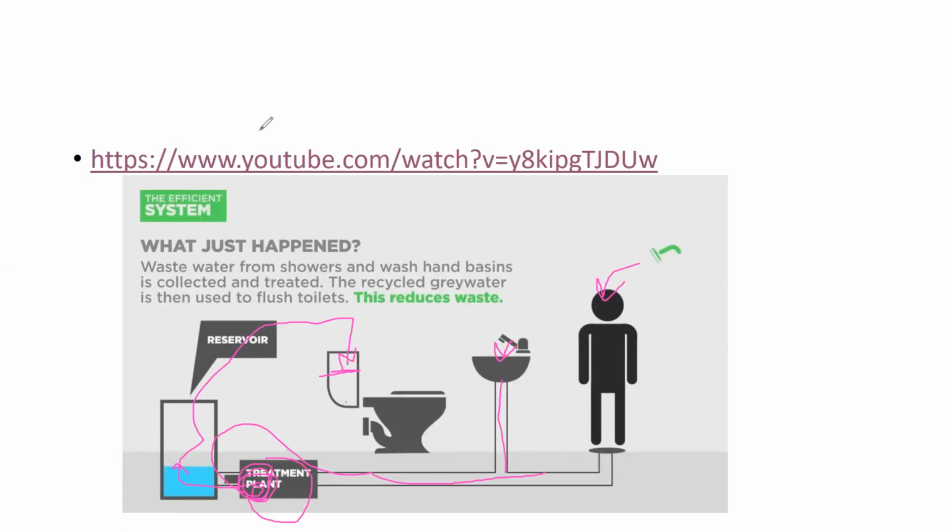So those are the 3 R's of conservation: reduce, reuse, and recycle.